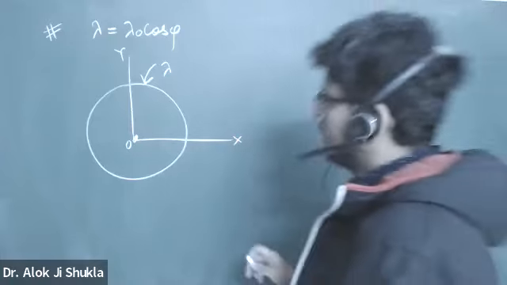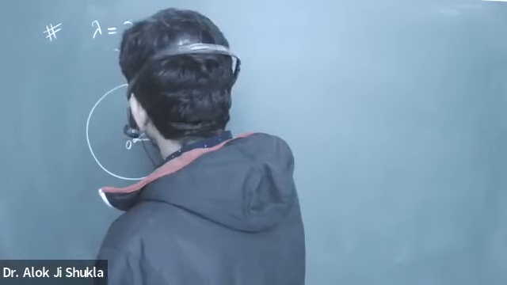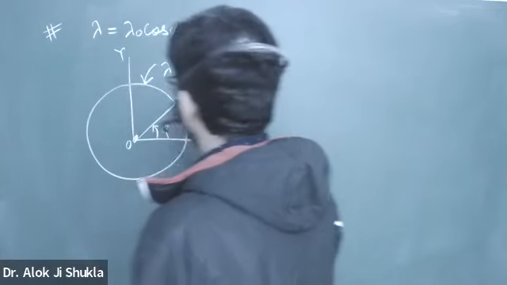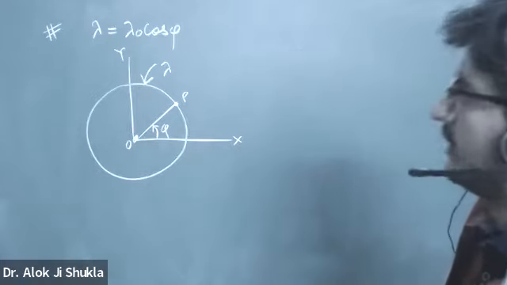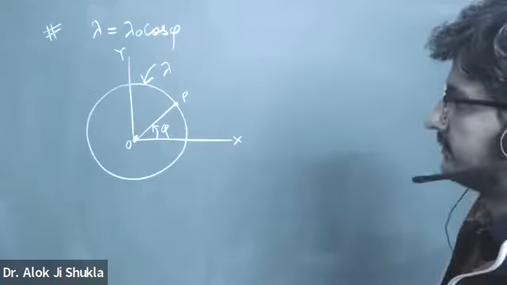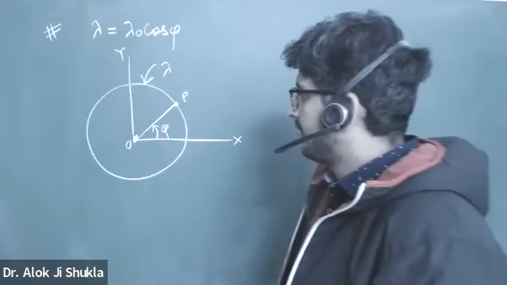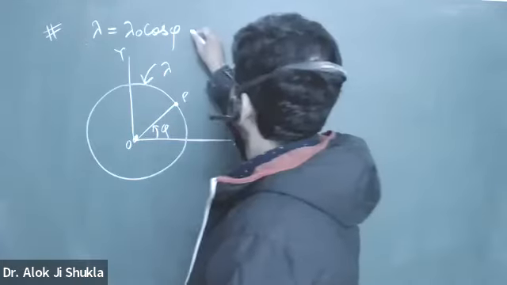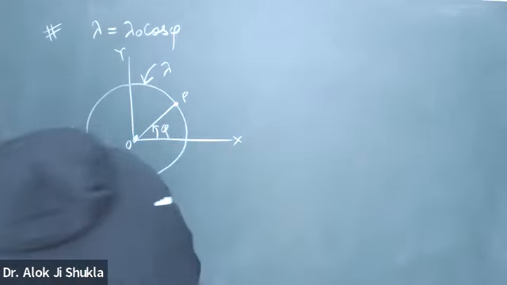So please see, if you take a point P here, this is what is called phi. So linear charge density is like this. So first of all, understand the question. You have to find the electric field at the center. Write the full question.